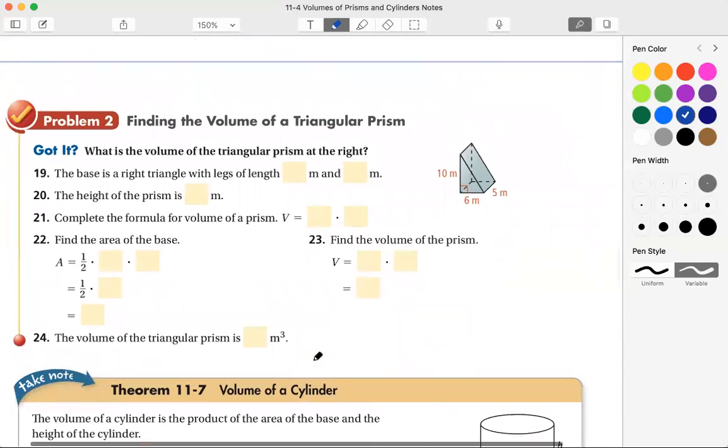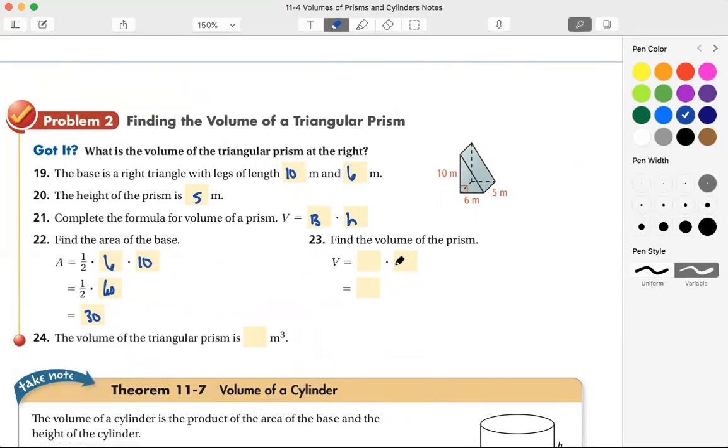All right, triangular prisms. What is the volume of the triangular prism at the right? The base is a right triangle with lengths of 10 and 6. The height of the prism is 5. So the volume is going to be the area of the base times the height. Area of the base is 1/2 times 6 times 10, 1/2 of 60, which is 30. So the volume of the prism is going to be 30 times 5, which is 150. The volume of the triangular prism is 150 meters cubed.